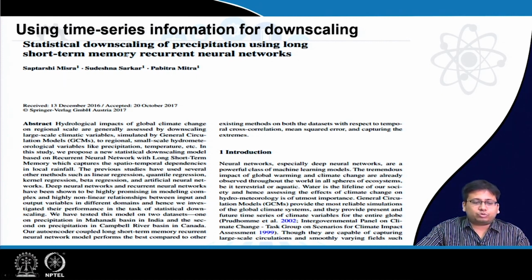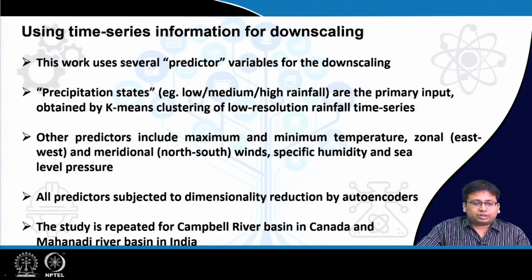Here the aim is to do the statistical downscaling of precipitation using the sequential properties as well as the presence of other covariates. So the basic idea is as follows. This work uses several predictor variables for downscaling. It defines precipitation states, for example low, medium or high rainfall, as the primary inputs, and these precipitation states are obtained by k-means clustering of the low resolution rainfall series. So these precipitation states are used as predictors, while other predictors can include maximum and minimum temperature, zonal and meridional winds, specific humidity and sea level pressure.